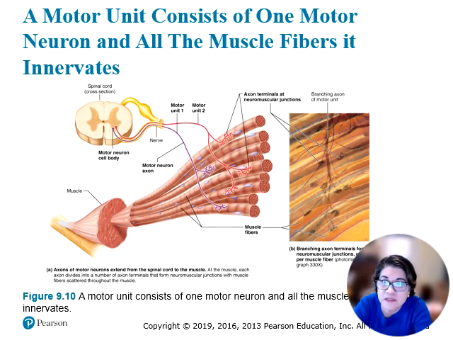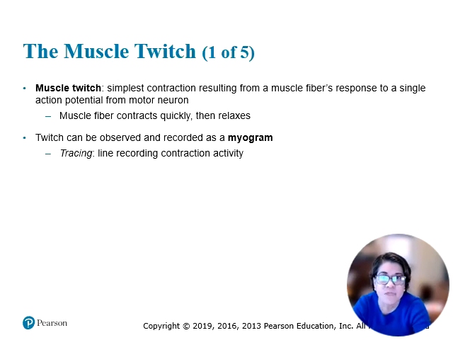So here's one motor unit connecting to a few different muscle fibers. And this is what it looks like in real life. They can branch off and connect to several. Okay, a muscle twitch is when your muscle's responding to one action potential. This is when it just has a really quick contraction. And it's really fast. It's not like a sustained contraction.